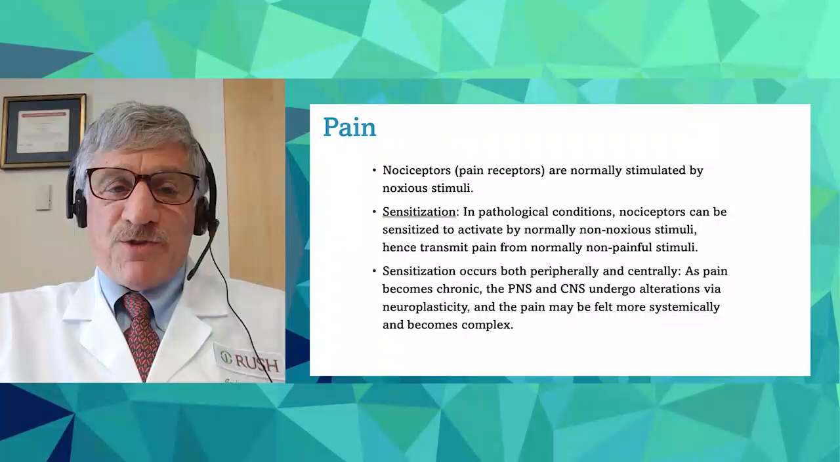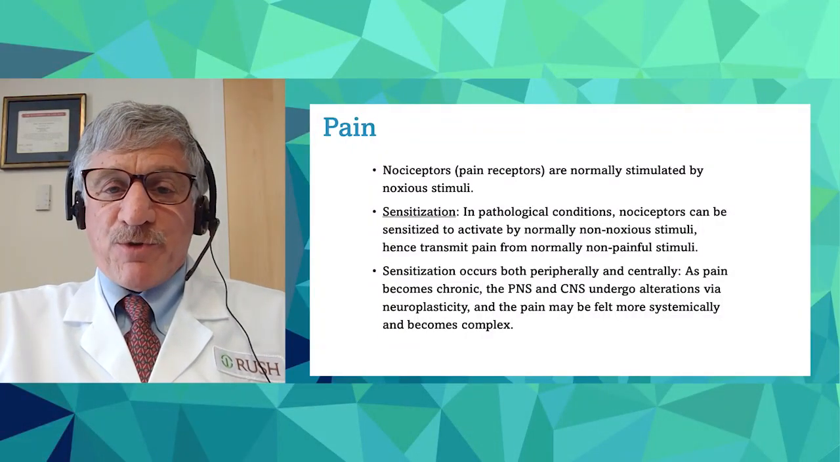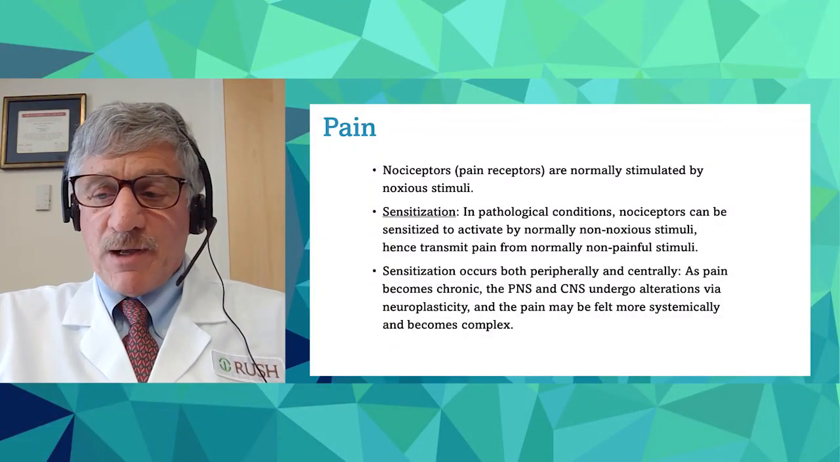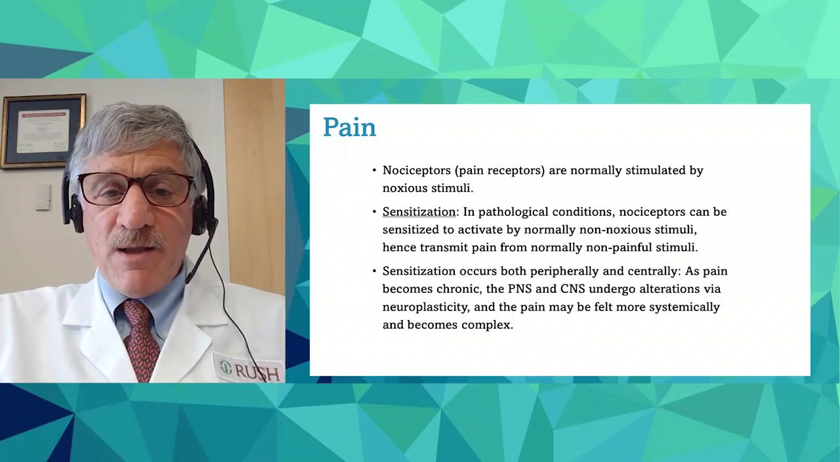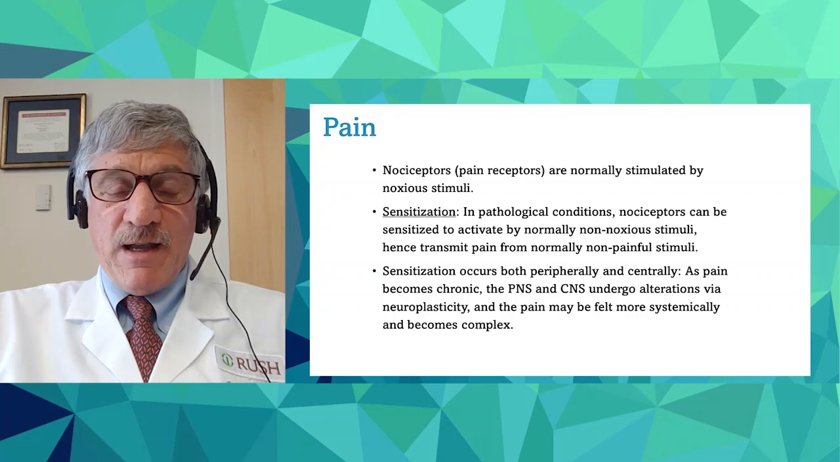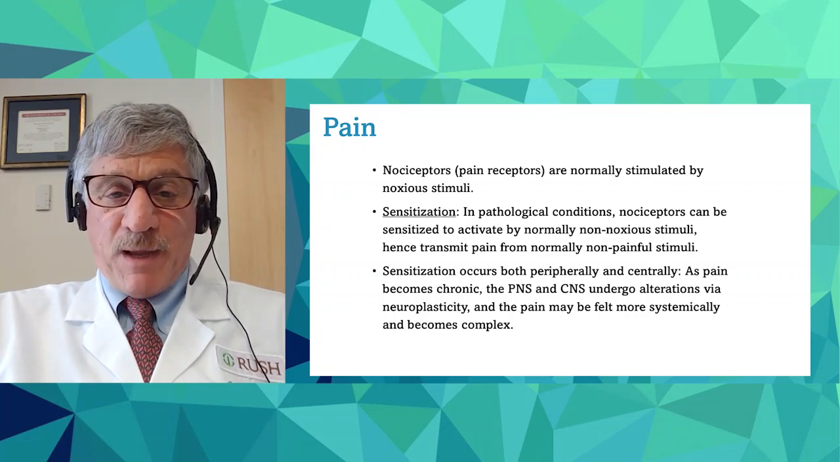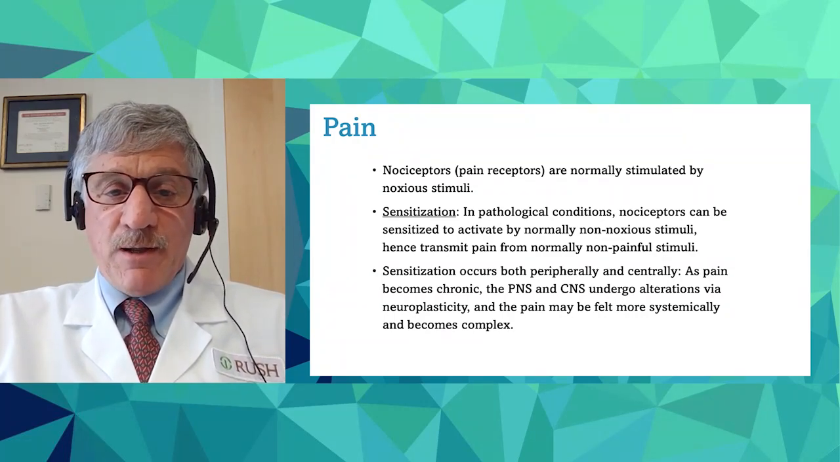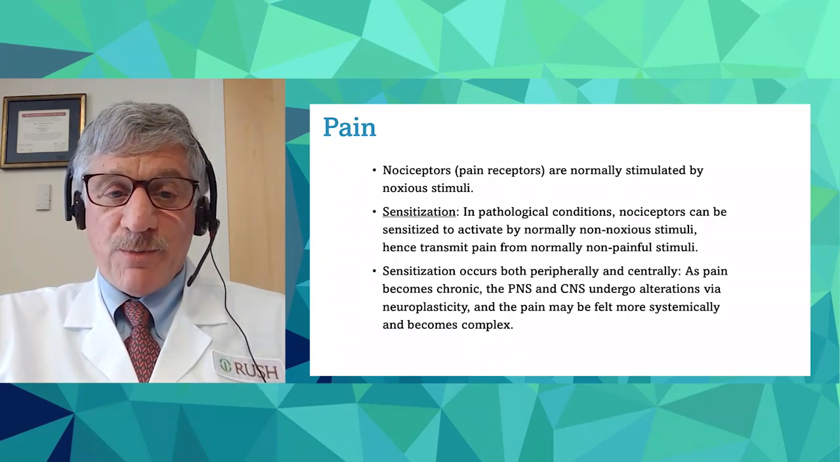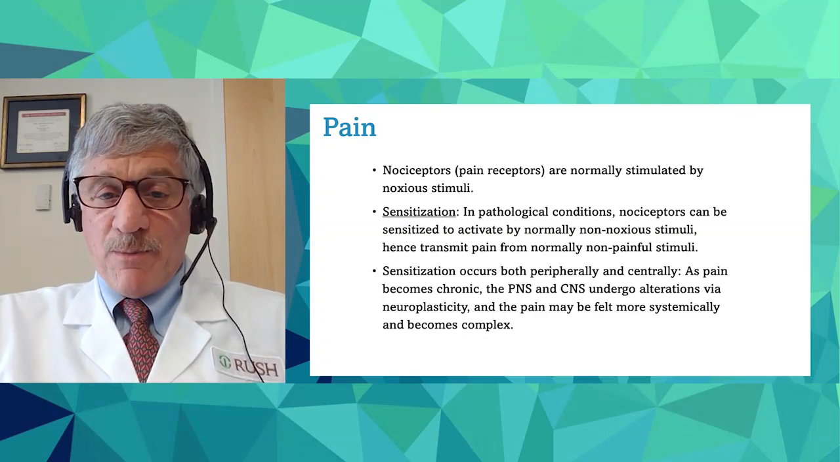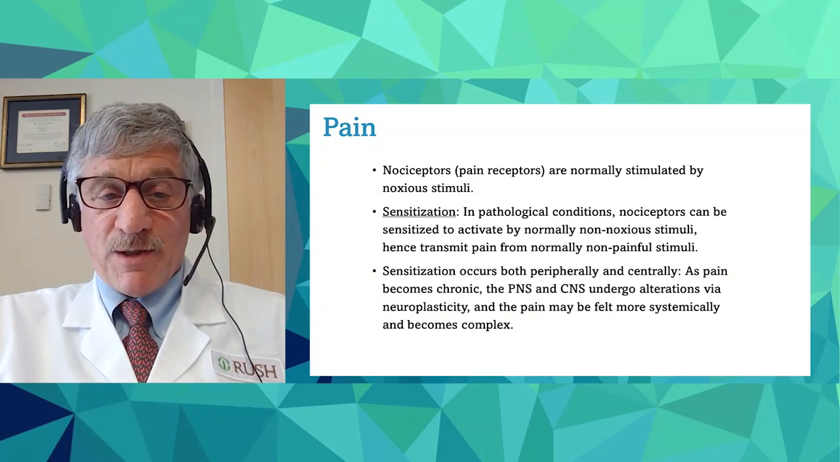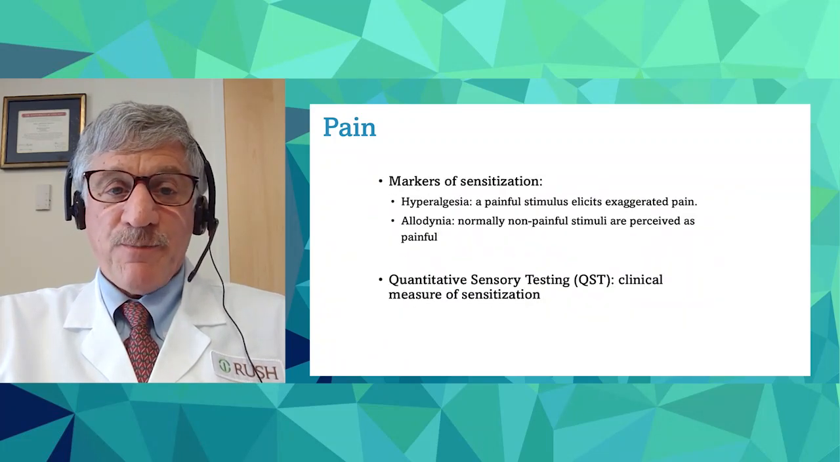What is sensitization? Well, the pain receptors, the nociceptors, are normally stimulated by noxious stimuli. In pathological conditions, nociceptors can be sensitized to activate by normally non-noxious stimuli and then transmit the feeling of pain from normally non-painful stimuli. Sensitization can occur either in the peripheral or in the central nervous system, and as pain becomes chronic, both the PNS and the CNS undergo alterations via neuroplasticity, and the pain then may be felt more systemically widespread and it becomes complex.